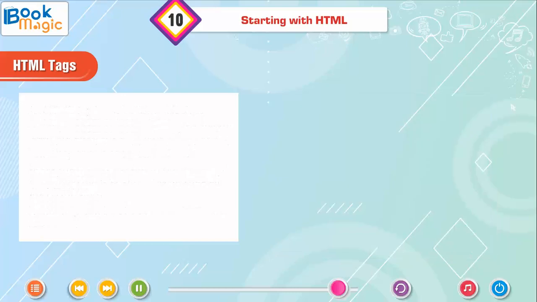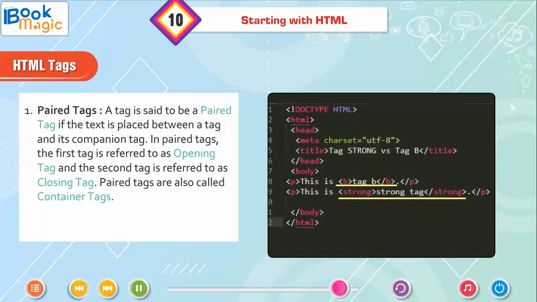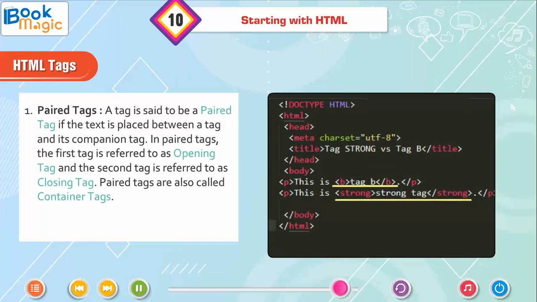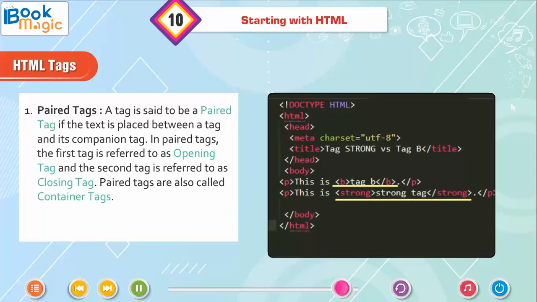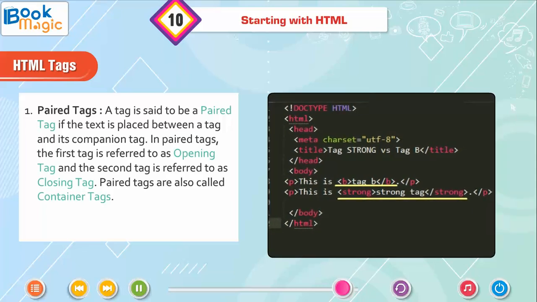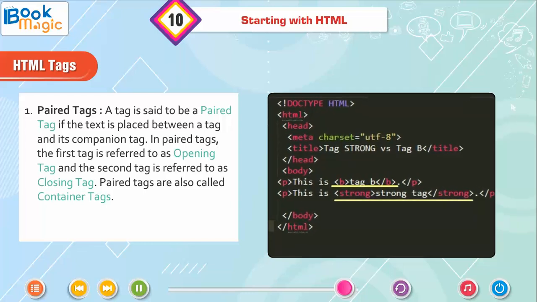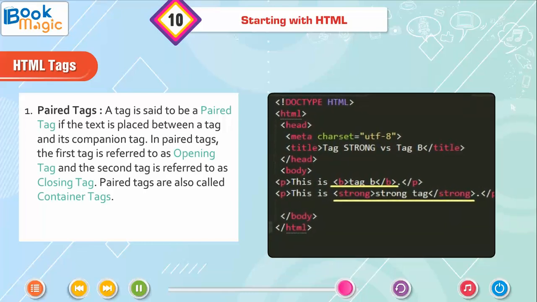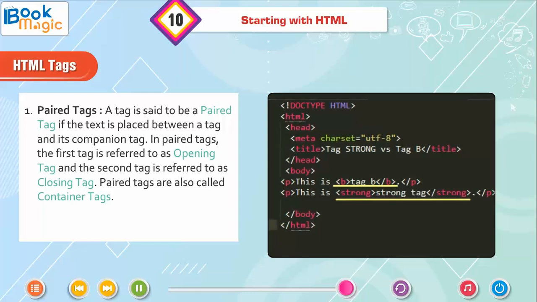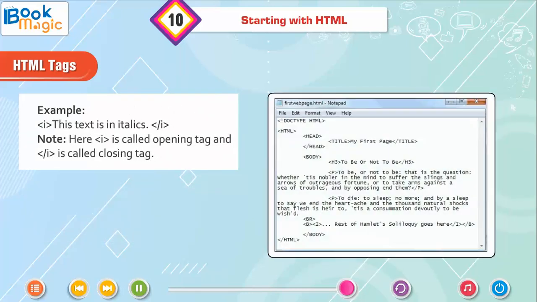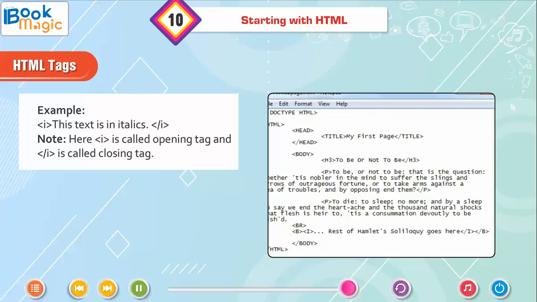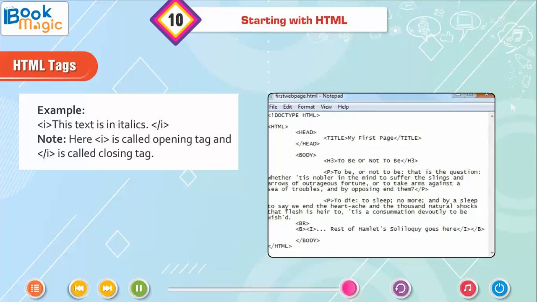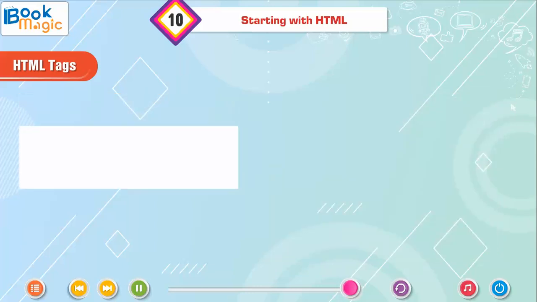They are as follows. 1. Paired tags. A tag is said to be a paired tag if the text is placed between a tag and its companion tag. In paired tags, the first tag is referred to as the opening tag and the second tag is referred to as the closing tag. Paired tags are also called container tags. Example: this text is in italics. Note here <i> is called the opening tag and </i> is called the closing tag.